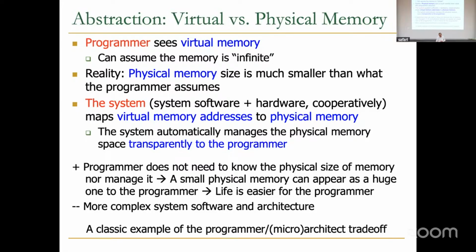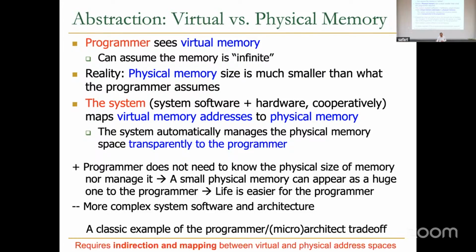This is a classic example of the programmer-microarchitect trade-off that has been extremely successful. All systems we have today have virtual memory, really almost all. But basically, the trade-off is made such that the architecture is more complex. The microarchitect's life is harder, as we will see in the virtual memory lecture. The programmer's life is easier. Programmer meaning the user programmer or application programmer, not the system programmer. The system programmer deals a lot with figuring out how the virtual memory works.